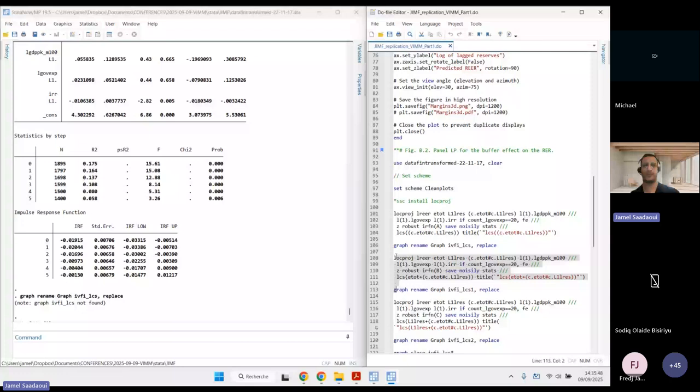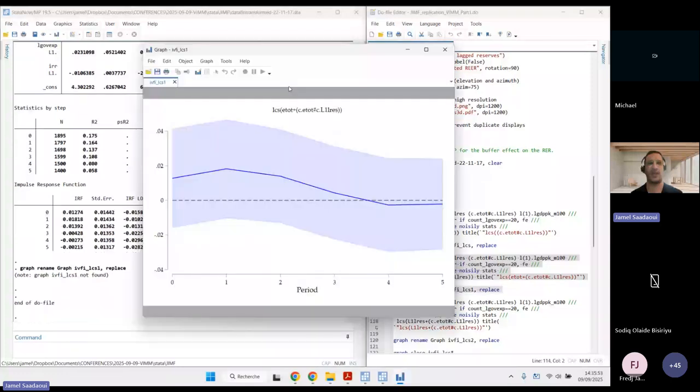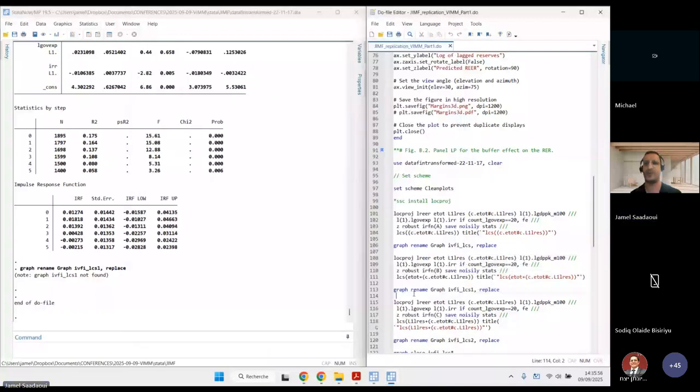So as you can see, we don't have any effect. Jamel, so the effect is, yes? Yes, we have a question from Fred Jawadi. Sure. Thank you. What happens if you introduce more than one lag? You mean for the control variables or for the interaction? Yeah, you can introduce more lags.